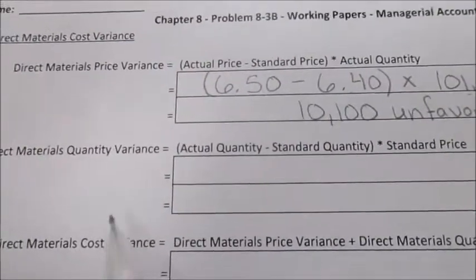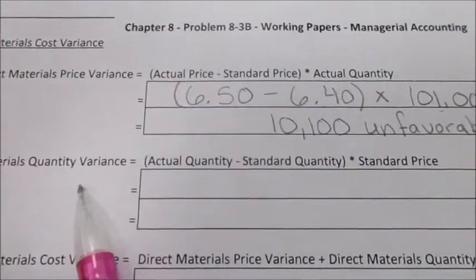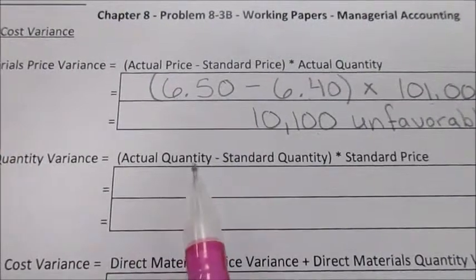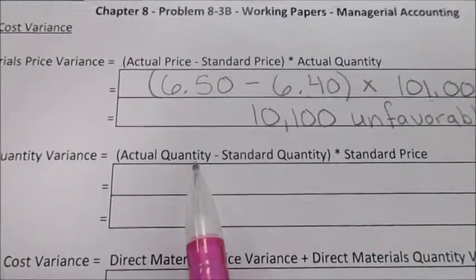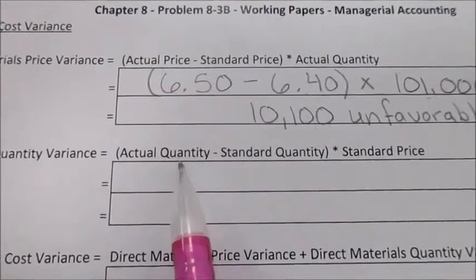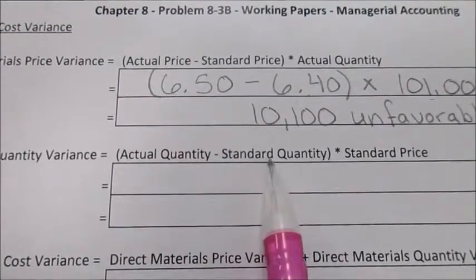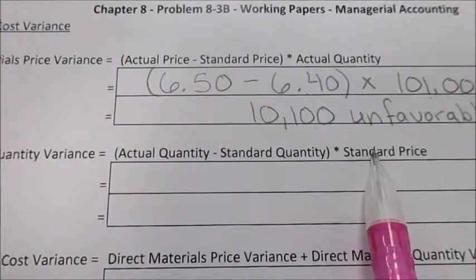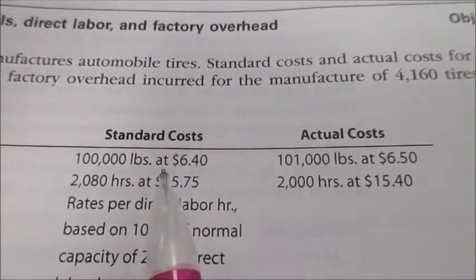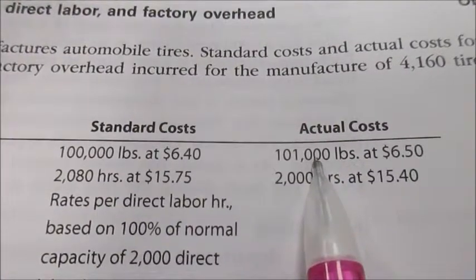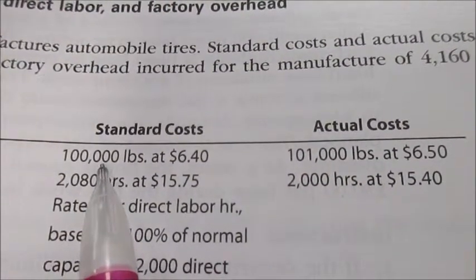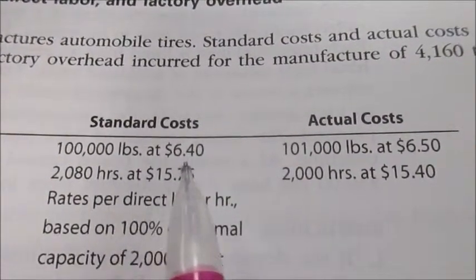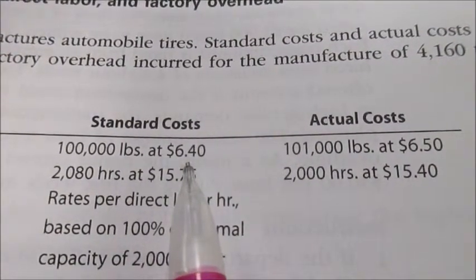Okay. The next one, looking for the direct materials quantity variance. So what's the difference in the quantity of the direct materials that we used in creating these tires? So we're going to take our actual quantity minus our standard quantity times our standard price. So again, back to our textbook, still looking at direct materials, our actual quantity, 101,000 pounds, minus our standard quantity, 100,000 pounds, times our standard price of $6.40.